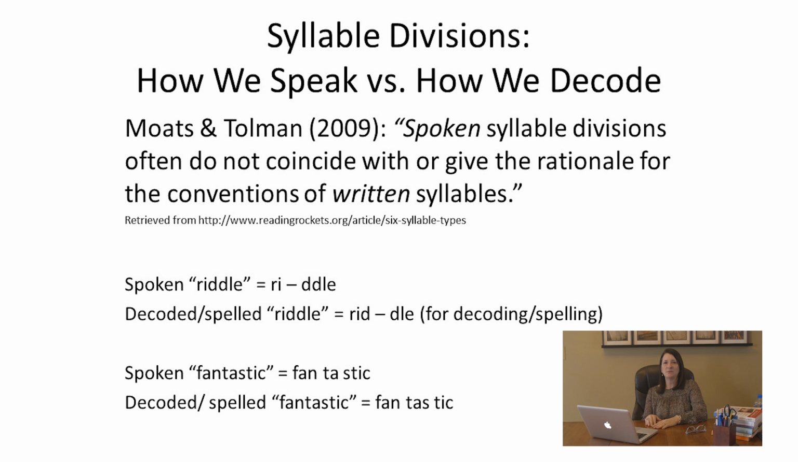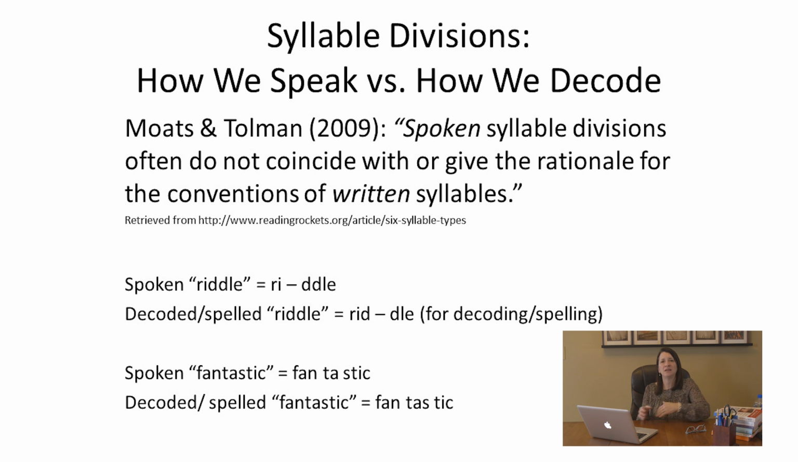All right, people will sometimes say to me, okay, I see we divide between the 2 D's in riddle to make rid and dle, but I don't say rid-dle. When I say it, I say ri-dle. And I used to have a hard time explaining it. So I really like the wording in Moats and Tolman's explanation here. Spoken syllable divisions often don't coincide with or give rationale to the conventions of written syllables. So the way we say it is the way we say it. And the way we read it and convert it into speech is going to be a little different.